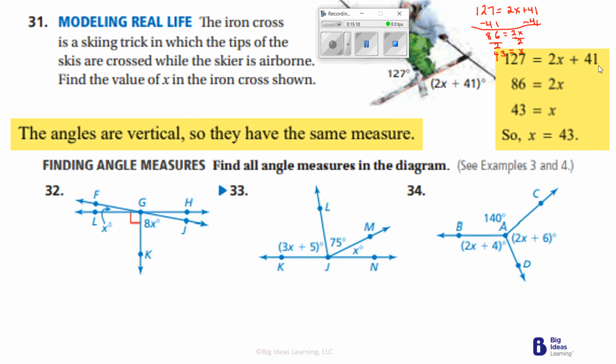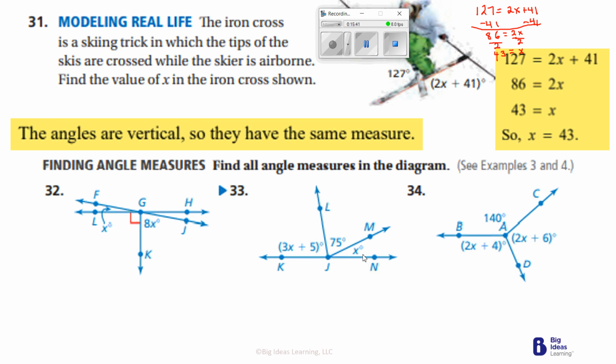127 equals 2x plus 41. They subtracted 41. They got 86, just like I did. They divided 2x by 2. They got 43, just like I did, so that's just 43. And they are vertical. Number 32 is yours, Jude. Number 33 is mine. Find all the angle measures in the diagram.